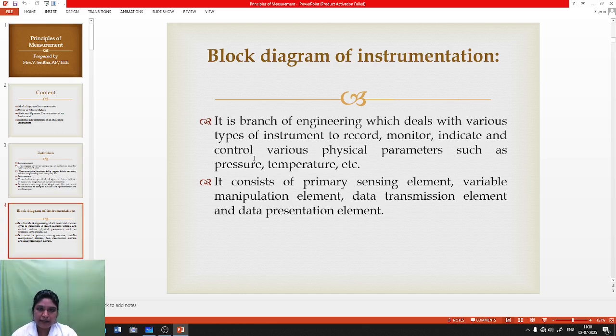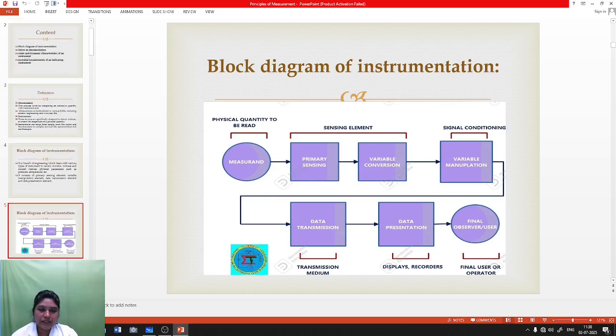And now we can see the block diagram of the instrument. The block diagram of the instrument consists of three stages. The first stage is the primary sensing element, the next stage is signal conditioning or data conditioning, and the third stage is data presentation. So this block diagram is classified into three categories.